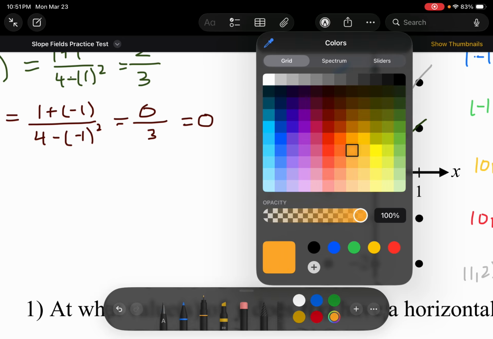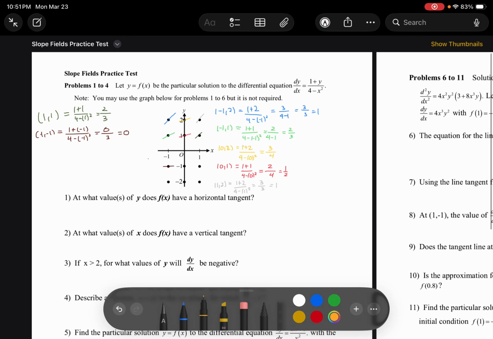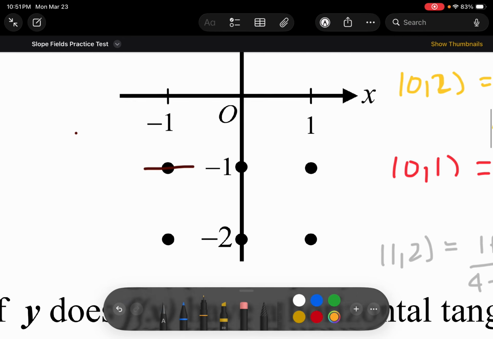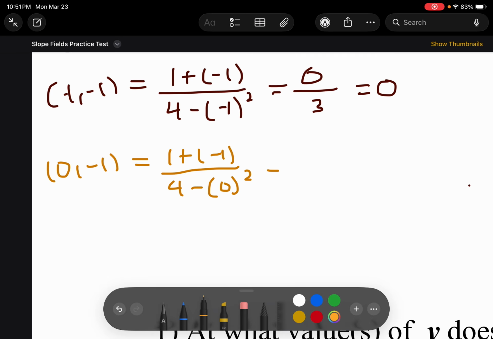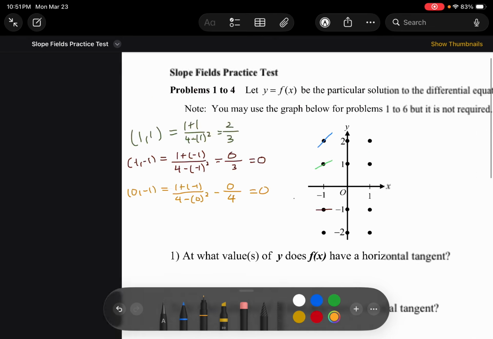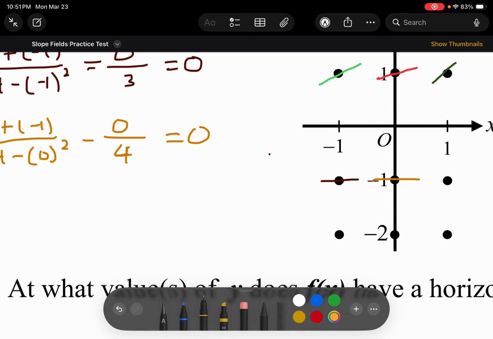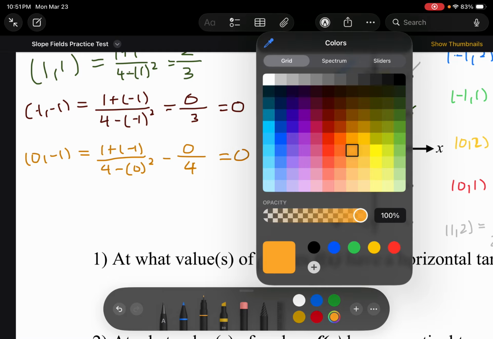And then let's change that to orange color. And then let's work on 0, -1. Plus -1 is just 0. Then 4 minus 0 squared is just 4, which just gives us 0. There you go. Let's change color. Let's give it a little light blue.